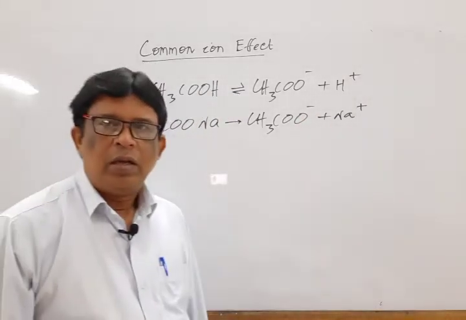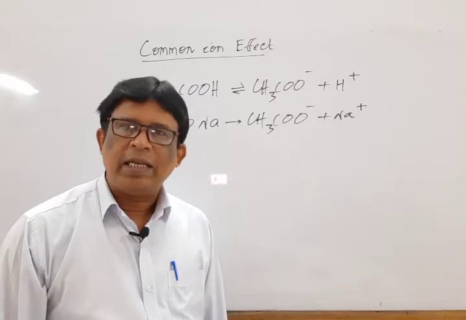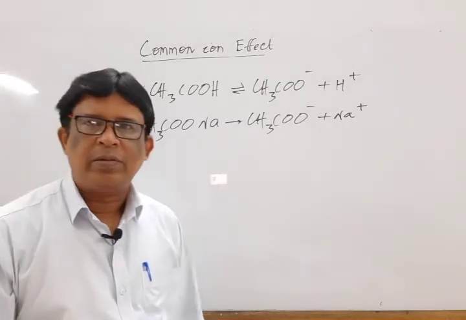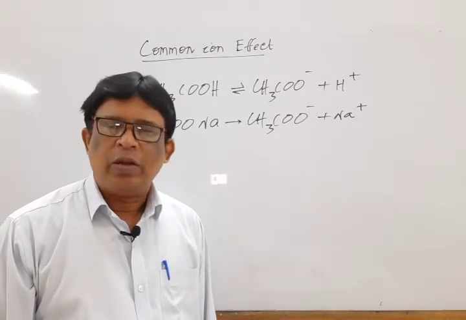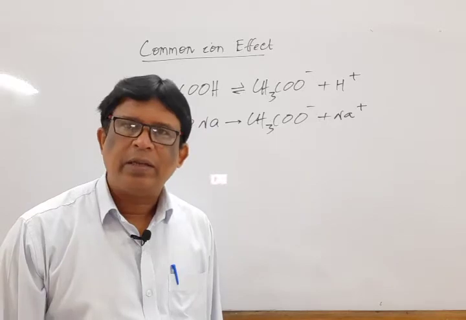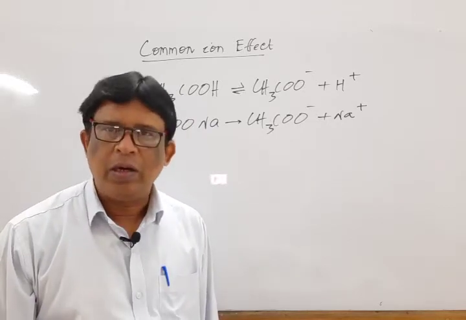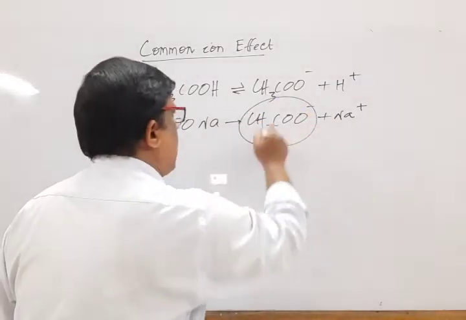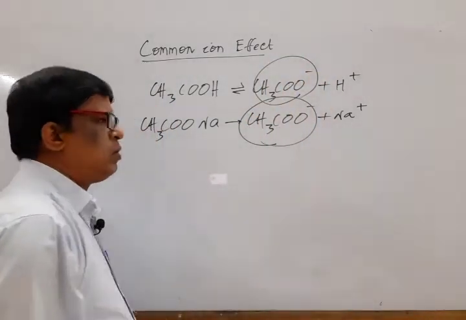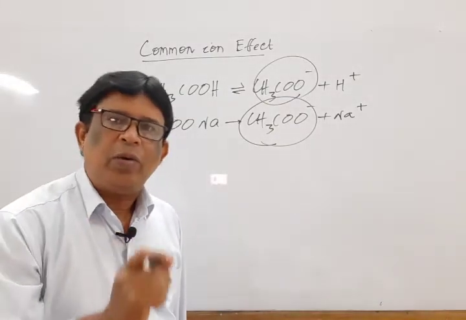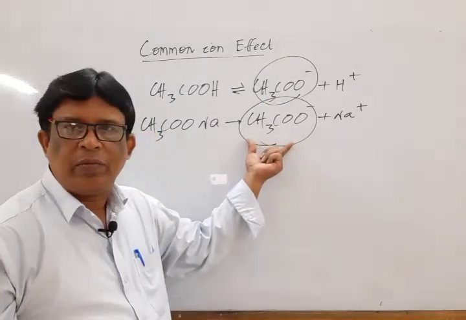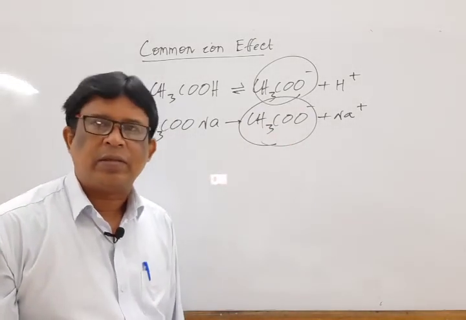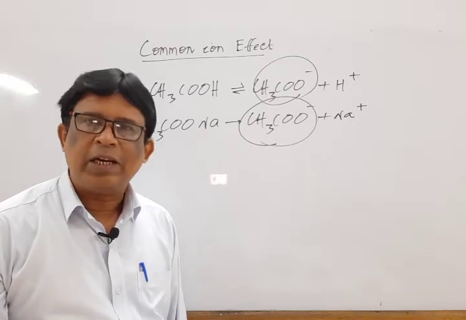So here, the ionization of acetic acid is further suppressed by the addition of sodium acetate, which is explained on the basis of common ion effect and solubility product. Mark that. From this it is clear that this acetate ion is common. So, due to this, as a result we observe that the concentration of acetate ion on the product side increases by applying Le Chatelier's principle.